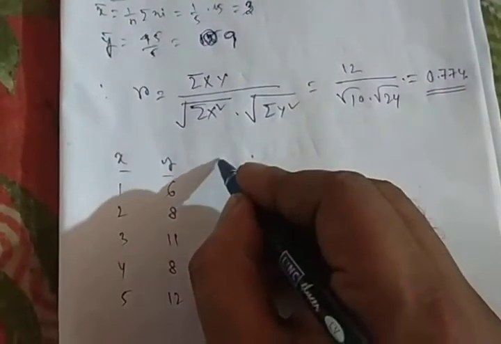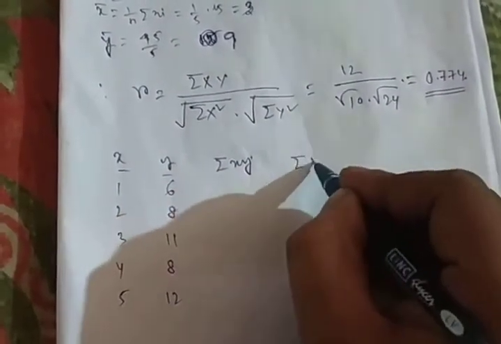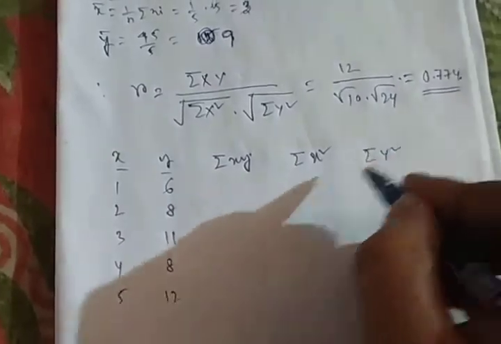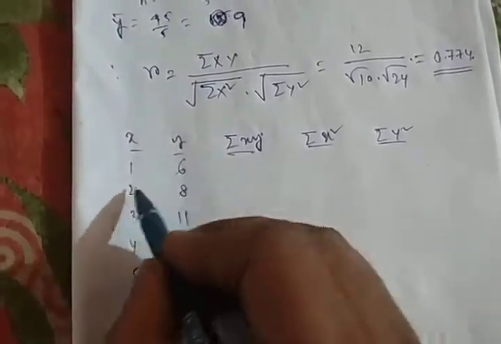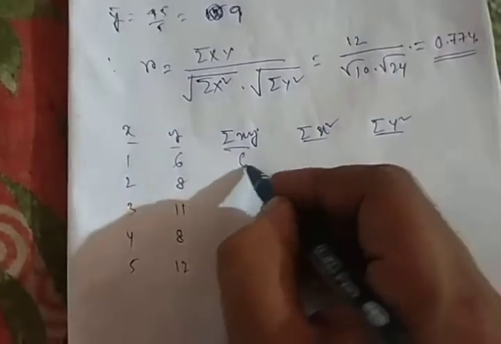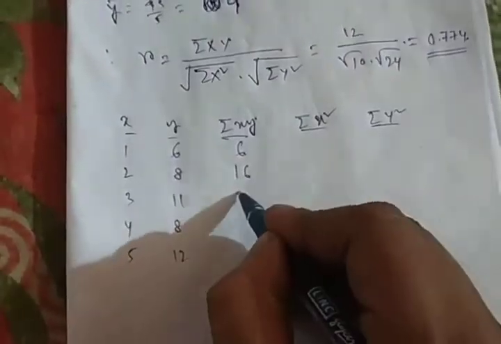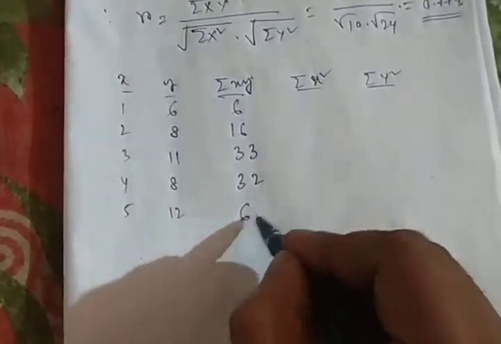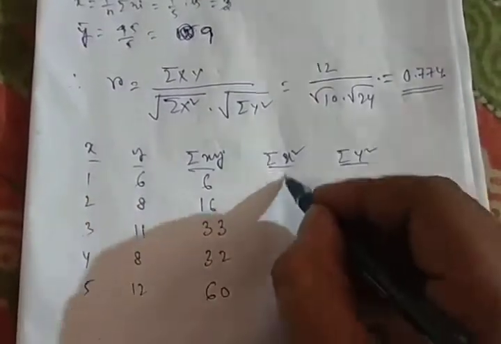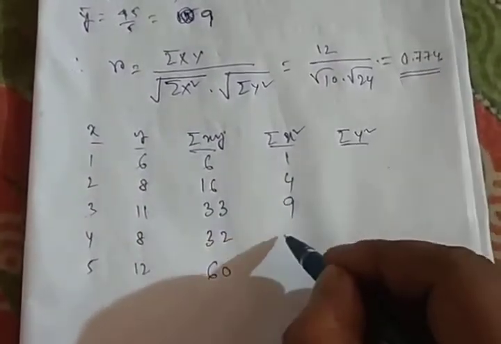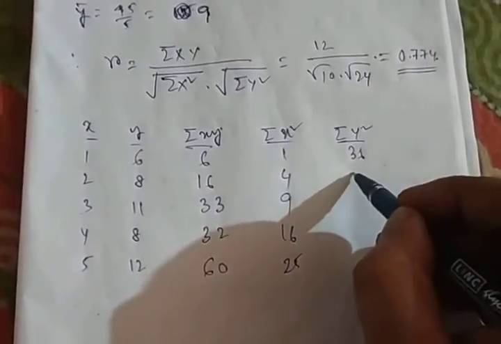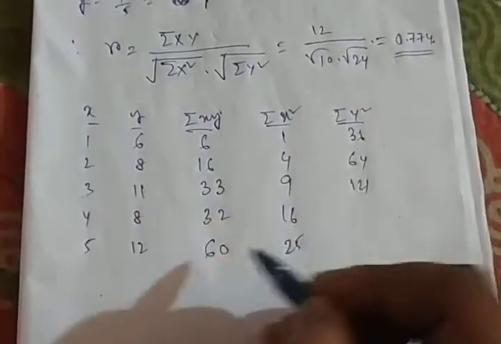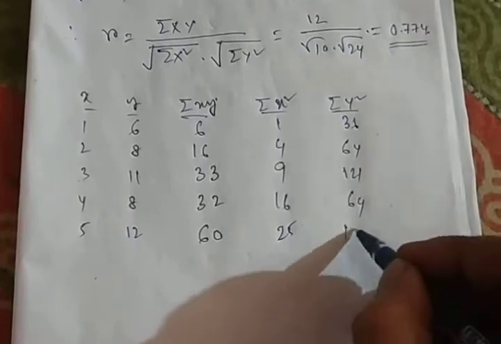Next we have to find summation xy, summation x square, and summation y square. Now xy means the product of these two terms: 6, 16, 33, 32, 60. Summation x square: 1, 4, 9, 16, 25, 36, 49, 64, 81, 100, 121, 144.